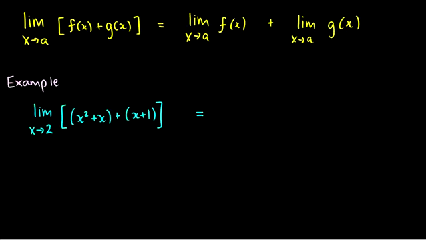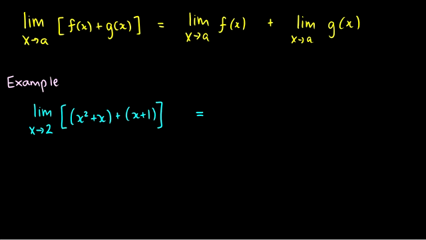So the first law says, if we have the limit as x goes to a of f of x plus g of x, so two functions put together, this is just the same thing as taking the limit as x goes to a of f of x and then adding the limit as x goes to a of g of x. So we could break up a complicated function into two different functions and take the limit of them separately, or we can take two limits and merge them together and take a limit together.